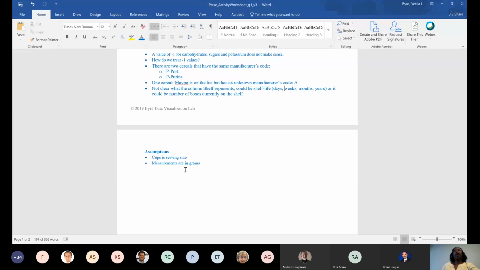And so in this case, as you're dealing with data, you want to make sure that you are making note of the assumptions that you're making, because again, it does impact the outcomes of your data. So my assumptions were, at this point, the cups column is representing serving size, and as the question that led to this long explanation pointed to, I am assuming that the measurements are in grams. As we look at some of the other variables, some of them may be in milligrams, but at this point in the process, this is the assumption that I'm making.